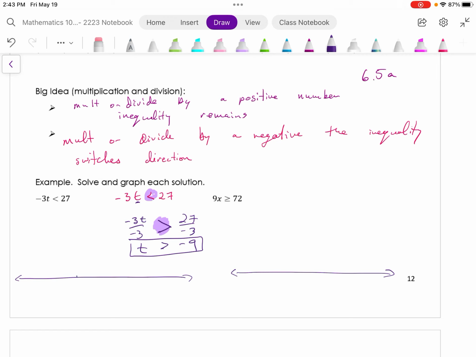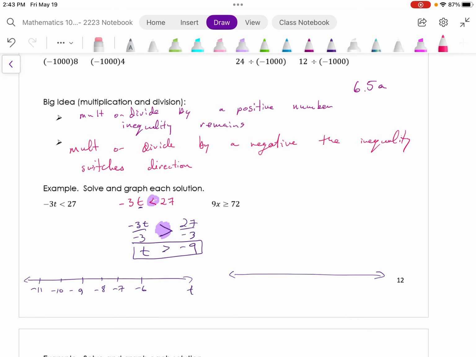So I'm going to graph the solution. I'm just going to put negative 9 somewhere there and ask, what's to the left? Well, it's negative 10, negative 11. To the right is negative 8, negative 7, negative 6. And by the way, this is my t-axis. Now notice how my inequality was strictly greater than. So I have to leave a hole, hollow, because I have to exclude negative 9, and greater than means I go to the right. Put an arrow. What I've just drawn is the whole number set that is greater than negative 9.